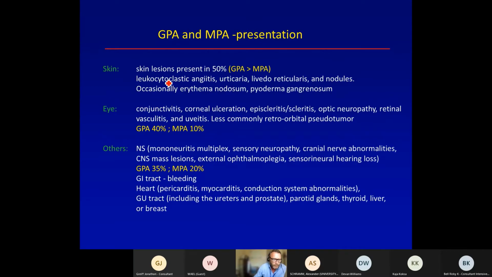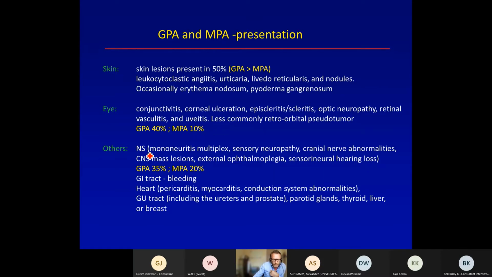I've shown you some of the skin presentations with the classic vasculitic rash, which is pathologically a leukocytoclastic angiitis, but there's a whole range of other skin presentations. The eye is affected in a bit less than half of patients. The commonest presentation is probably episcleritis or scleritis, but there's a whole range of other manifestations that can happen.